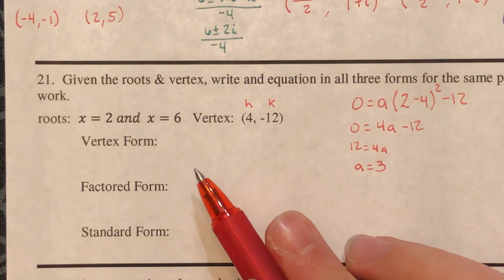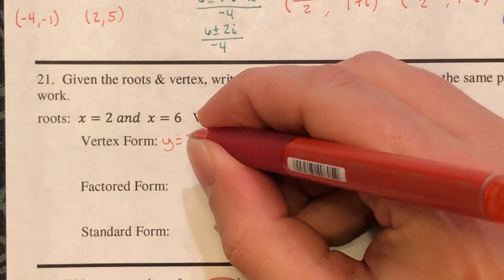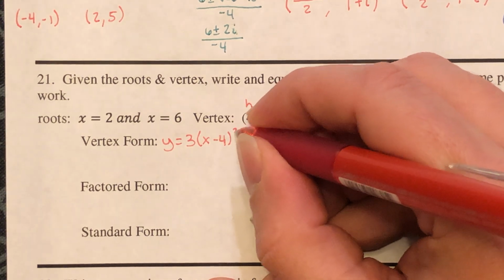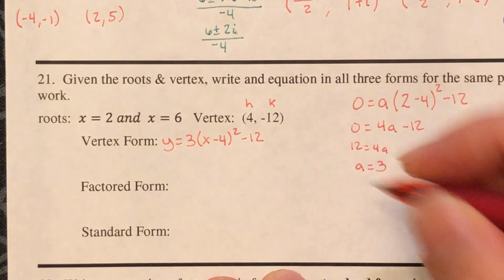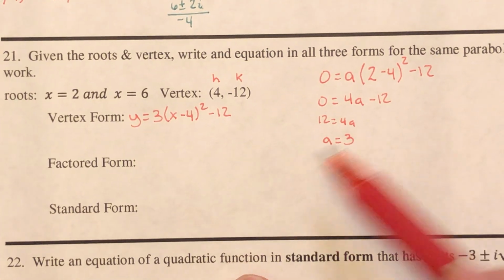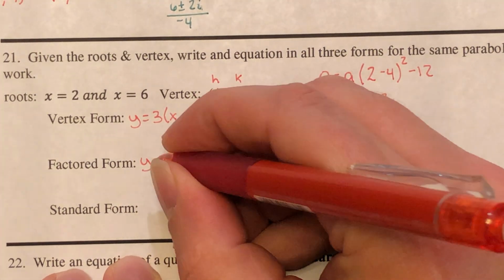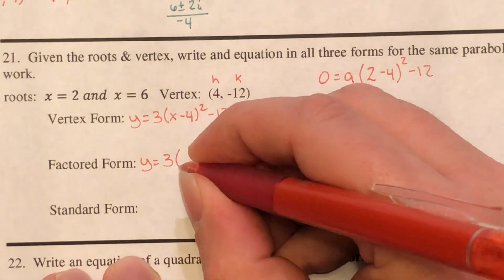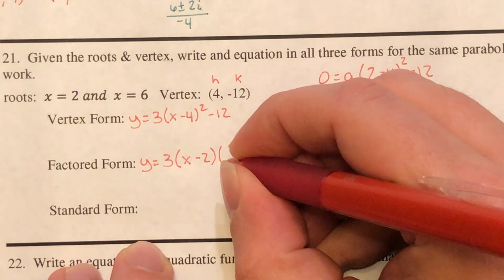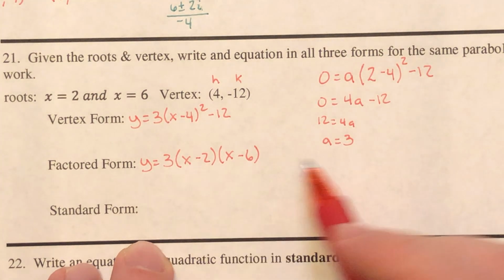Knowing my a value, I can write my vertex form. It's going to be y equals 3(x minus 4) squared minus 12. Also having my a value and knowing my roots, I can give my factored form. My factored form is going to be y equals a, so 3, and then I have x minus my first root, so (x minus 2), and (x minus my second root), (x minus 6). That is my factored form.